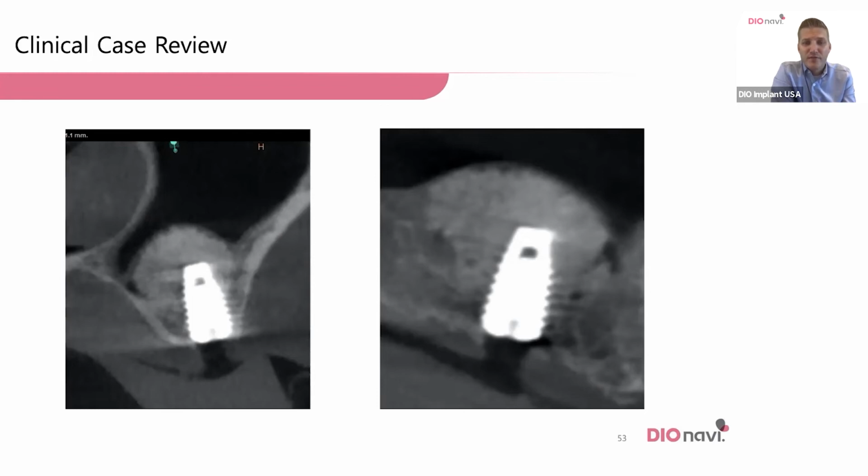I chose to put a cover screw on here. I didn't love his soft tissue profile. I felt like I could move some keratinized tissue later. I don't know if you noticed that there wasn't a lot of keratinized tissue. So I'll do an apically repositioned flap later on this case, and that's why it's a two-stage approach in this instance.